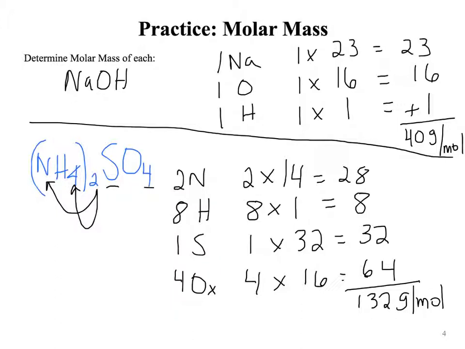I just want to make a comment here. I am using whole numbers for my molar masses. Some periodic tables have up to 4 decimal places. You can round or you can use the exact numbers. It just depends on how precise you want your molar mass to be.